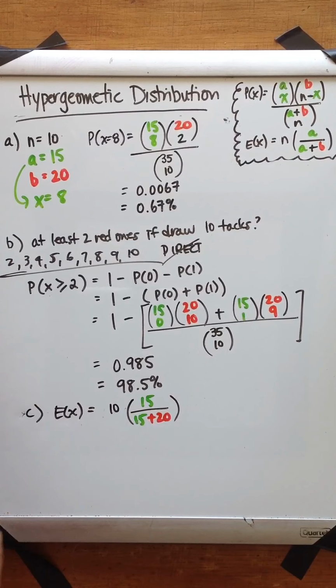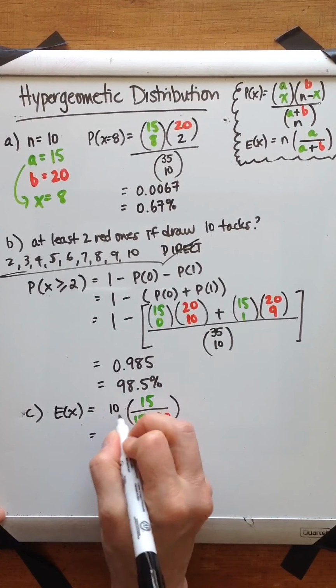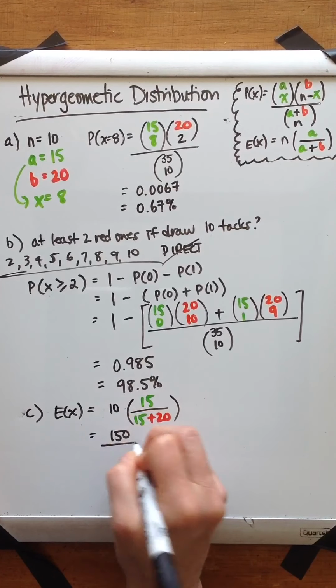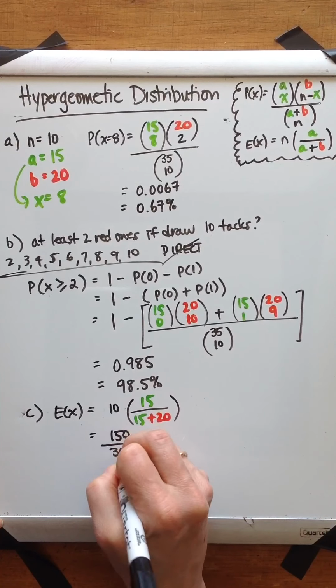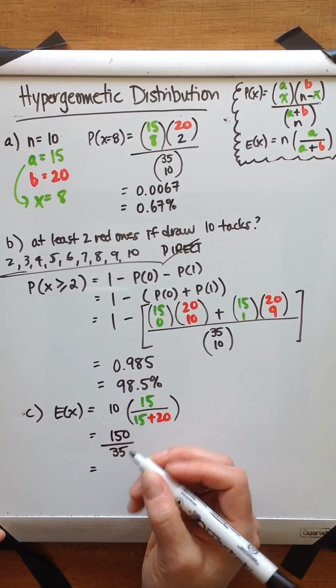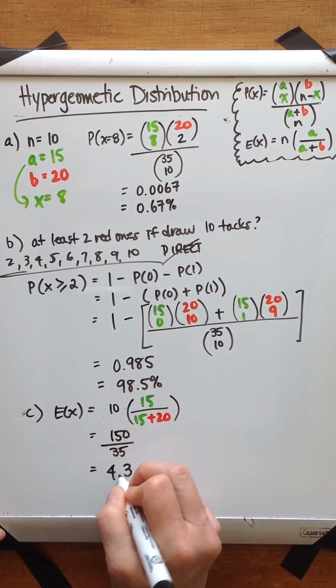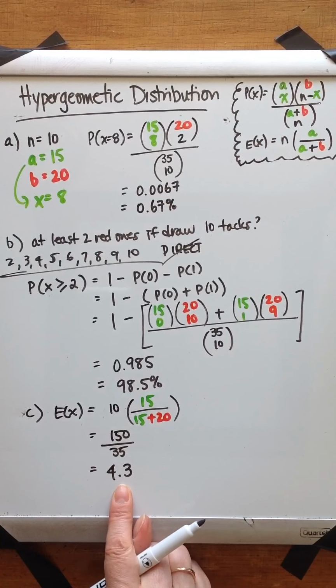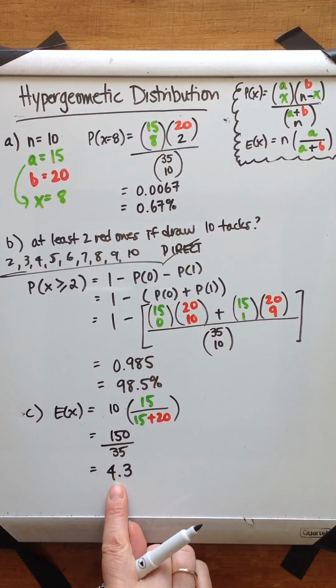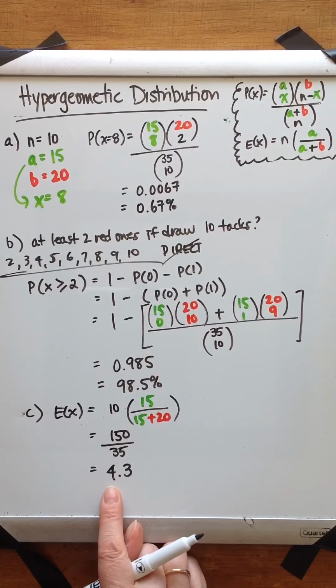Okay, so when you do this math, again, you should end up getting, and I'm going to show it roughly here, 10 times 15 to be 150 divided by 35, and that comes out to 4.3. So you should expect to get 4.3 successes under these conditions, or 4 red tacks. We would probably round that down.